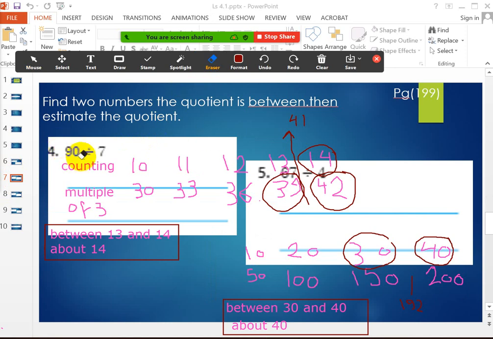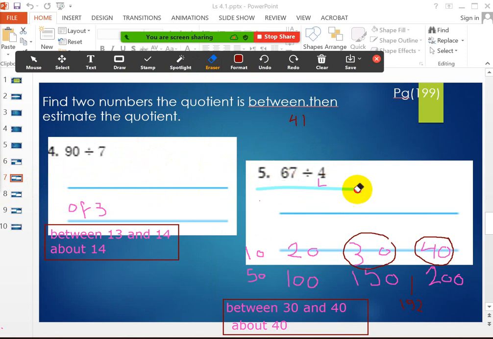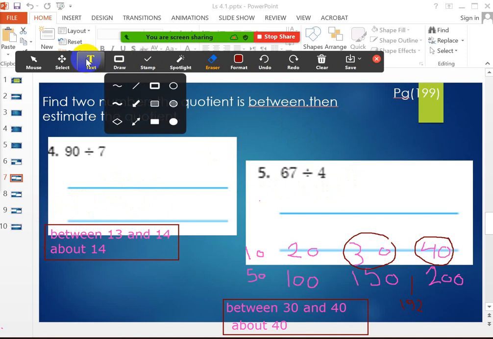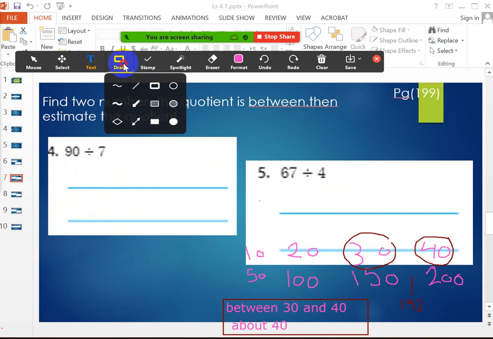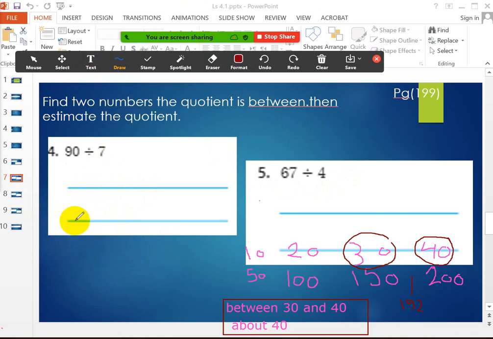So, girls, let's continue now on number 4. Number 4, I will erase this. Okay? Now, 90 divided by 7. So, also I will do it for you, girls. Focus with me. Now, how will I find or estimate the quotient first? I want to find that the quotient will be between two numbers, then I will estimate the quotient.